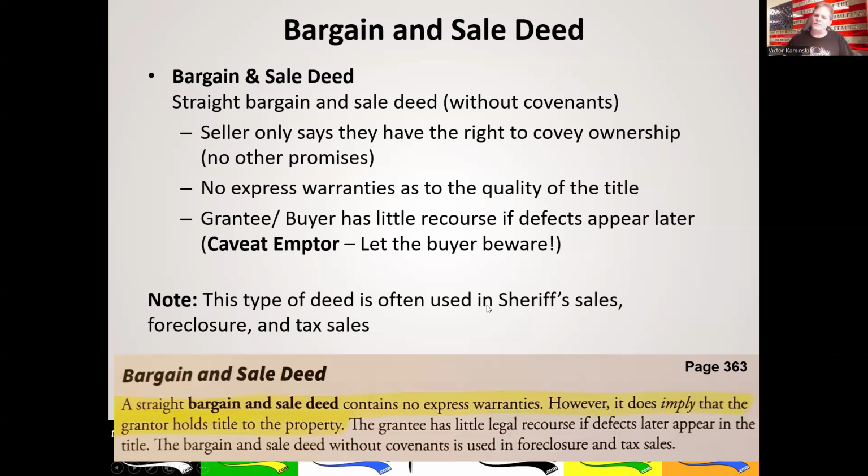Now, this type of deed is often used in sheriff sales, foreclosures, and tax sales. Hey, at those auctions, they're saying they're not guaranteeing the quality title. They're just saying we have the legal right to sell it.